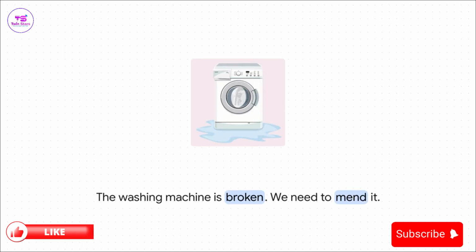Oh man, and then the real disaster strikes. Chloe goes to do her laundry, and there is a massive puddle spreading across the floor. Here, we actually do use the adjective broken. We say the washing machine is broken. It implies a much stronger, more physical state of damage than just not working. And because it's physically broken, it requires a hands-on solution. We say we need to mend it.